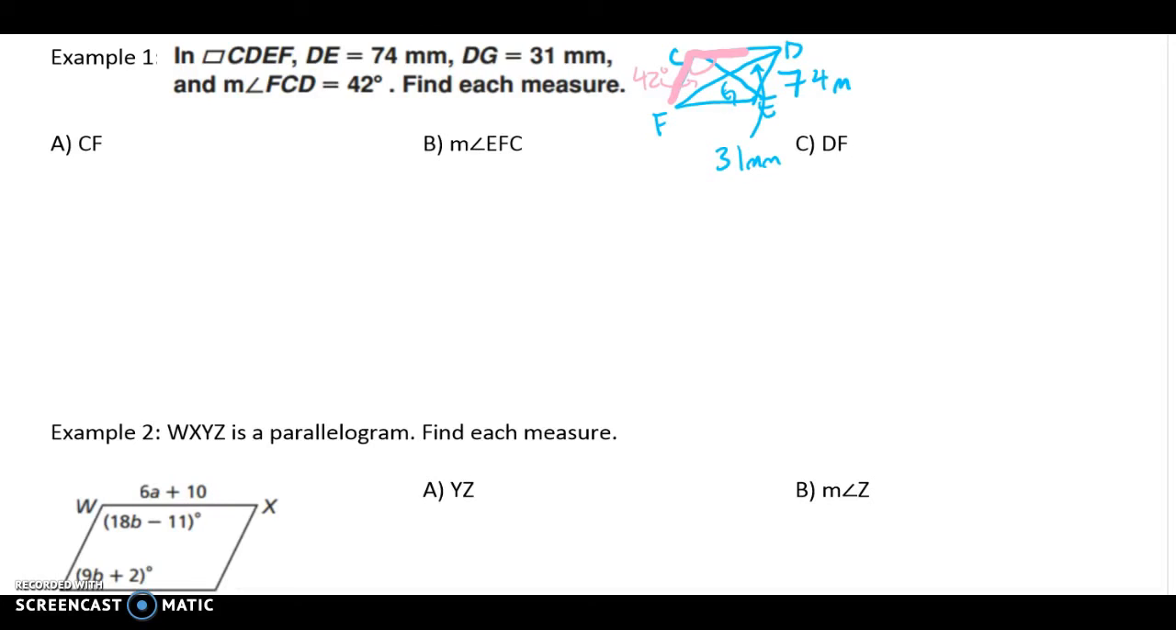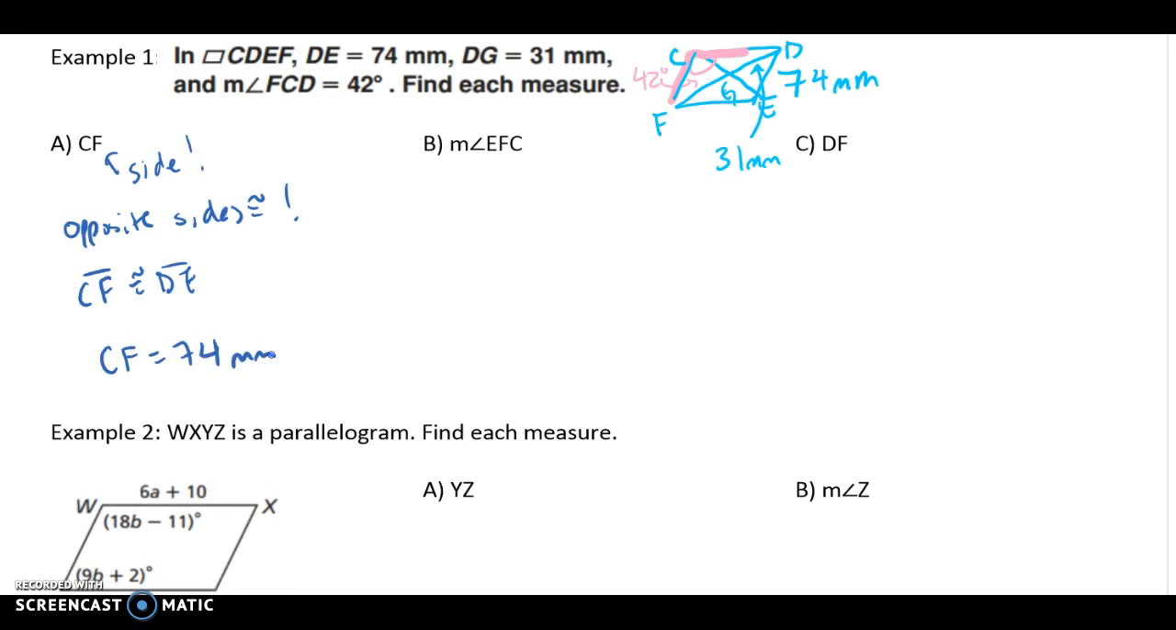Okay, so let's think about CF and its relation to other sides. Remember, CF, this is a side. Please, please don't tell me CF is 42 degrees. Remember, degrees are angles, sides are like meters, millimeters, inches, etc. And I realized I forgot the other M here. Okay, so CF, what is it related to? Well, we know opposite sides are congruent, right? So what should CF be congruent to? Hopefully you're seeing CF should be congruent to DE. So that means if DE is 74, CF is 74. All right, so that's what we wanted to pull out here.